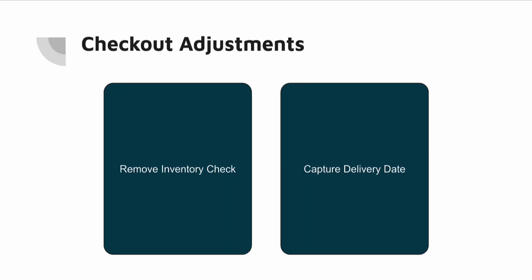All right, so just to set the stage for what we're going to be doing in this session, we'll be doing two things. One, we'll be trying to remove the inventory check, and that will allow us to move through checkout quicker. And two, we're going to capture the delivery date or the desired delivery date. And we're going to go through two different options there, as I mentioned, both declaratively and through a Lightning Web component. So stay tuned, we're going to get right into it now.